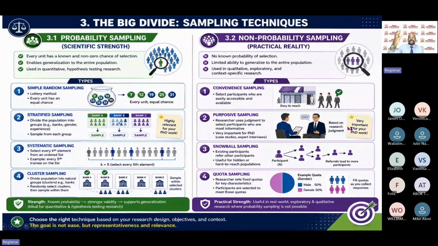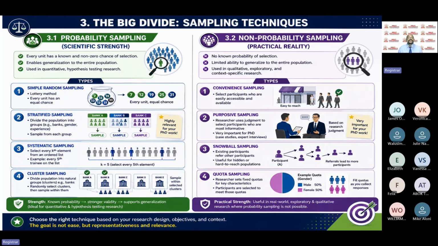Now, this is the big divide, how sampling techniques are basically divided. I'll go through a quick surf of this because you have studied this from undergraduate to postgraduate programs. Sampling is divided into two, basically. Probabilistic sampling has more strength. What is a probabilistic sample?